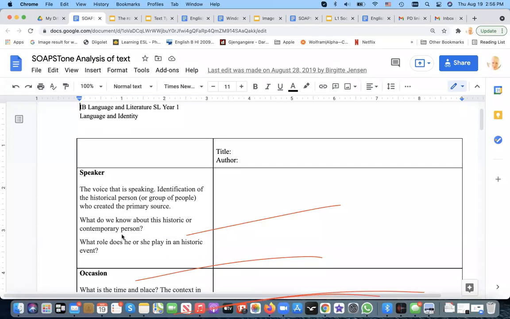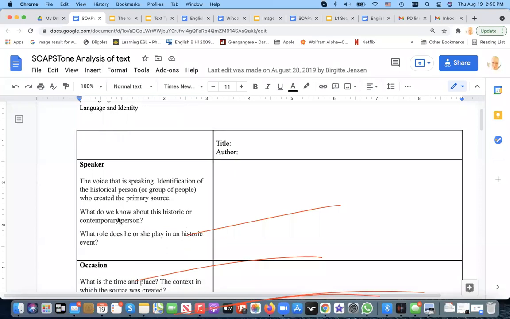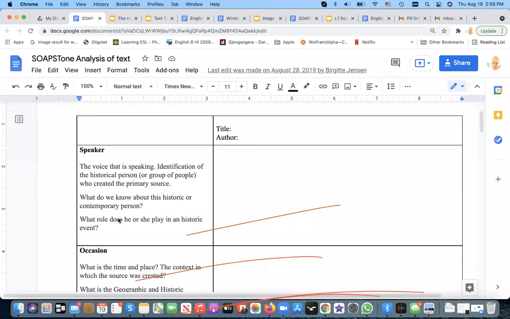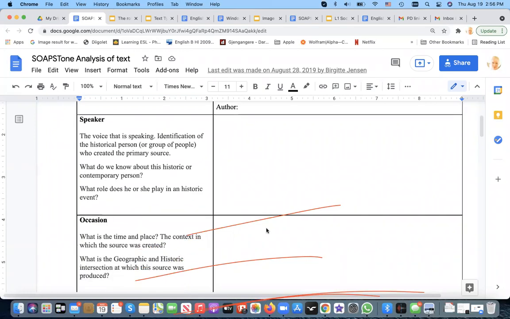So the speaker is the perspective. From what perspective is the story told or the message told? The perspective of the person it's coming from, the organization it's coming from, the company it's coming from. That's the speaker, or the narrative perspective, maybe first person or third person.